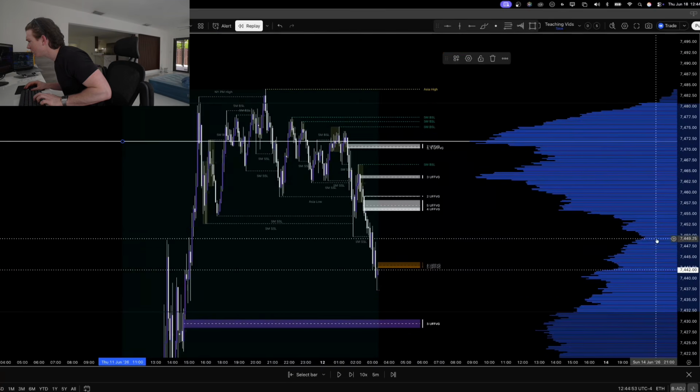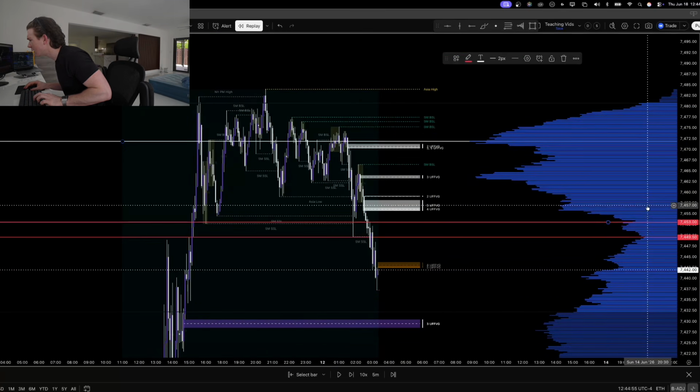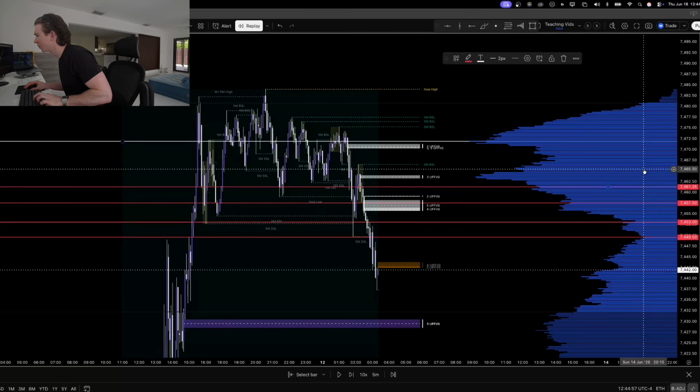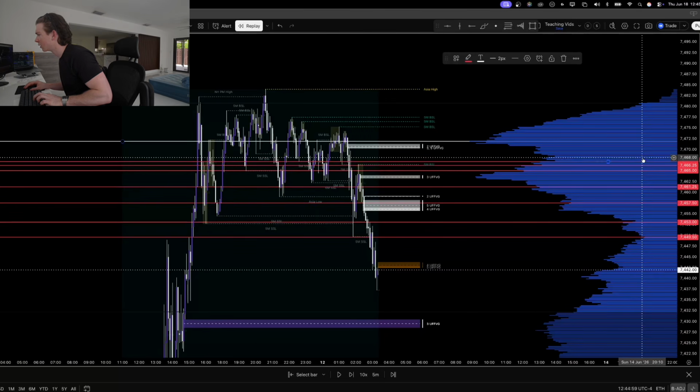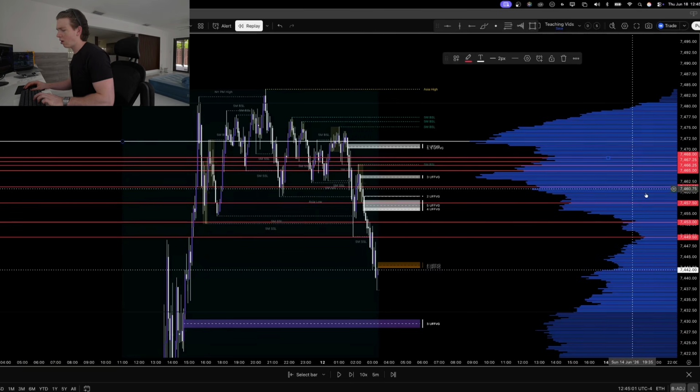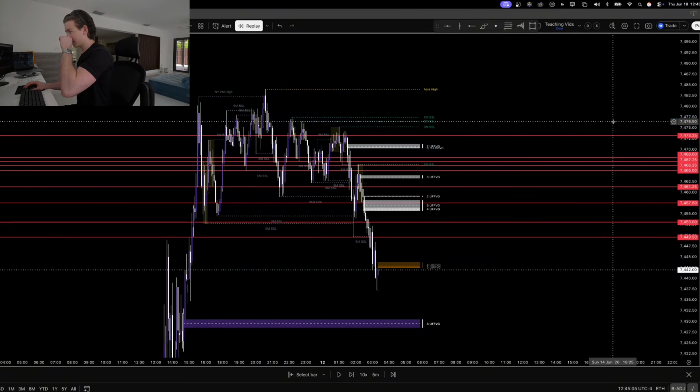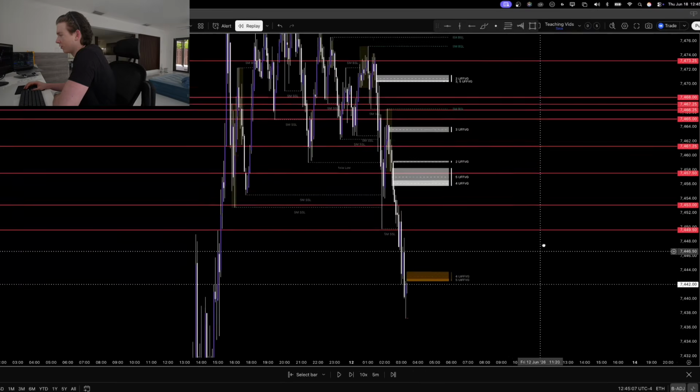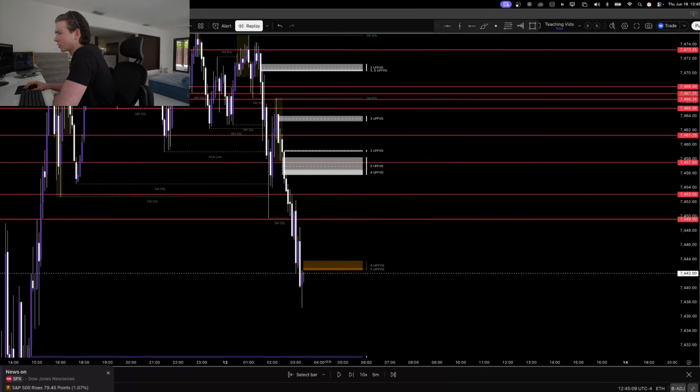Okay. More often than not, your volume profile will look like this when you first get it, super big and just unusable. So there's our low volume nodes.